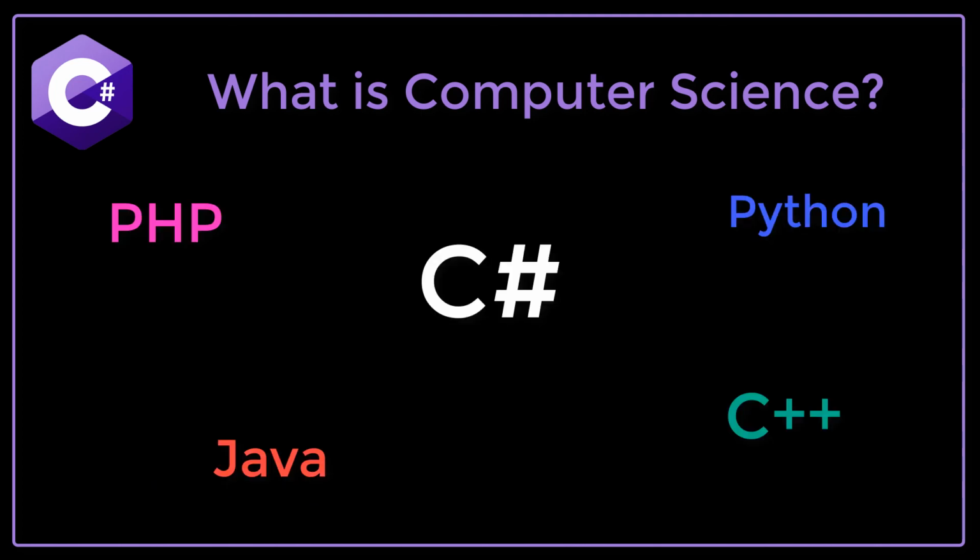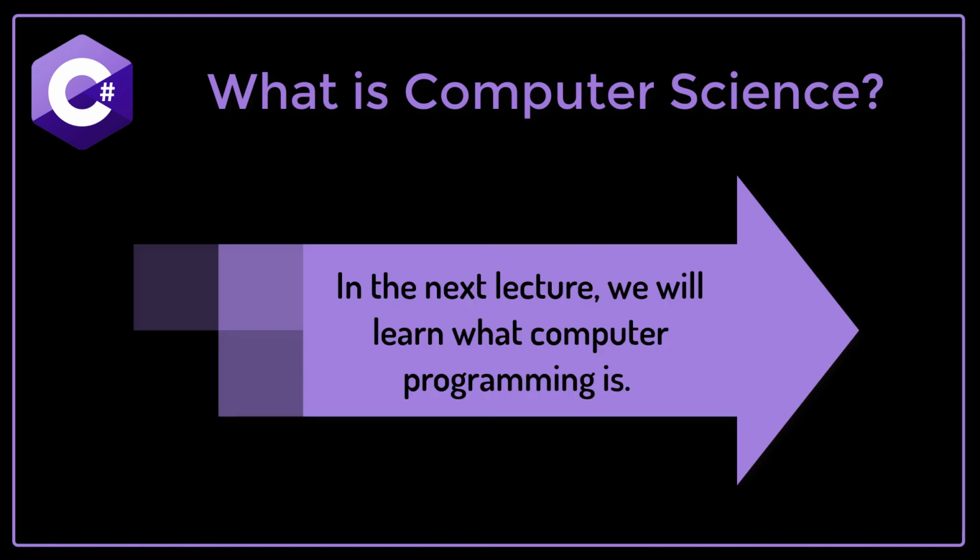There are so many programming languages out there that you can use to communicate with the computer and write algorithms through code that the computer can execute. C# is one of the most popular programming languages in the world, and it is the one that we will use in this course. In the next lecture, we will learn what computer programming is.